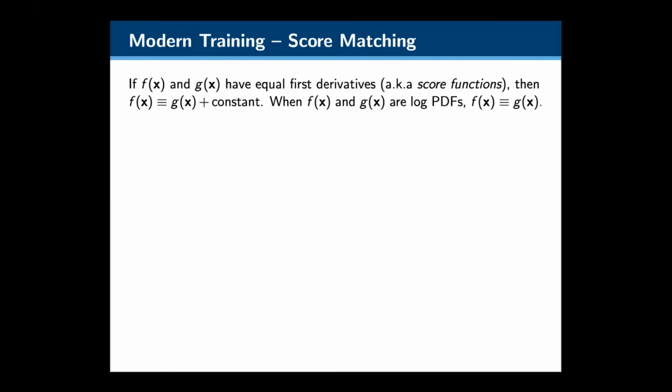Now, why do we care about score matching? Well, it turns out that if you have two functions, f and g, and they have the same first derivative, i.e. the same score function, then we know that those two functions are equal to each other up to some constant. If we additionally know that f and g are log PDFs, then the constant goes away and these two functions are equal to each other.